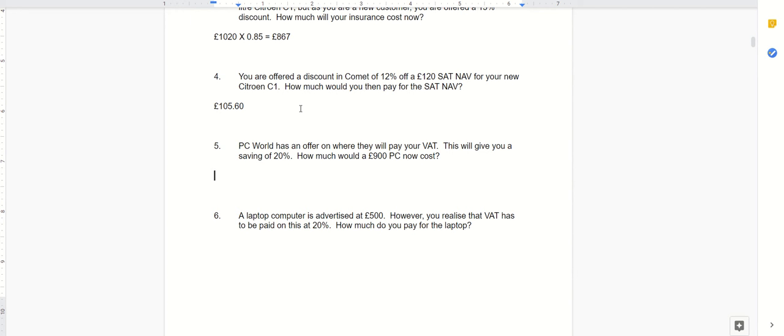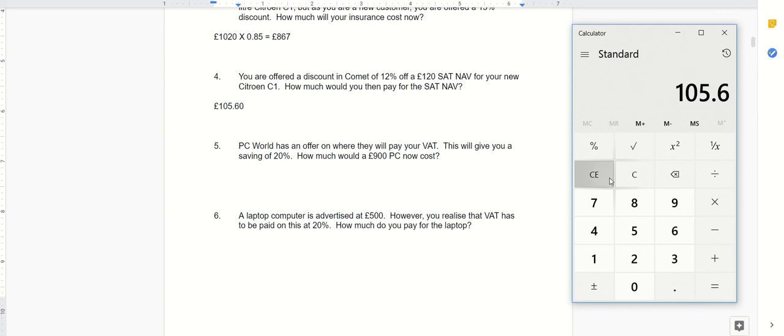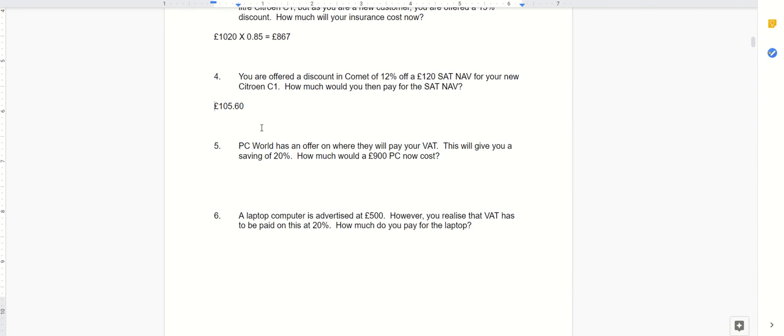Right, moving on to the next one then. PC World has an offer on where they will pay for your VAT. This will give you a saving of 20%. How much would you save on a £900 PC? So again, actually I'm just going to make sure I do the calculation. 120 multiplied by 0.88.